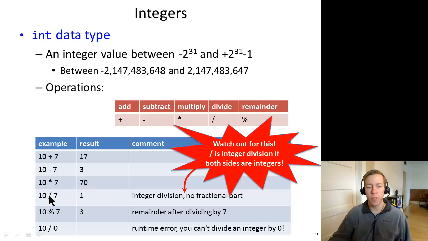The slash always looks to the left and looks to the right and checks. If either side is something besides an int, like a double, then it's okay. But if the left and the right are ints, it's going to do integer division. Watch out for this because it will, I promise you, cause you trouble. You can also cause trouble by dividing by 0. If you take 10 and divide by 0, well, you can't divide by 0, and so that will actually cause your program to crash.